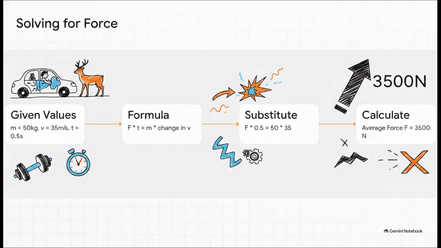Let's actually trace through a quick practical math example to really cement this. Imagine a 50-kilogram passenger. Let's call her Jennifer. She slams on the brakes to avoid hitting a deer. She hits the airbag at 35 meters per second, and the airbag brings her to a complete stop in exactly half a second. By manipulating our impulse equation, we plug in her 50-kilogram mass, her 35 meter per second change in velocity, and that 0.5-second stopping time. If we calculate that out, the exact average force exerted on her is 3,500 newtons. If we didn't have that extra time provided by the airbag, wow, that force number would be absolutely catastrophic.